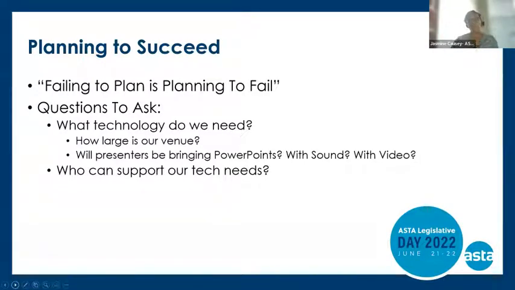You want to think about, are those things available in our venue? Is that something that our chapter members have and can bring, etc.? Are those PowerPoints going to have sound? Are they going to have video?